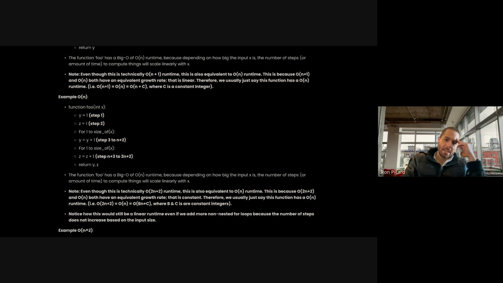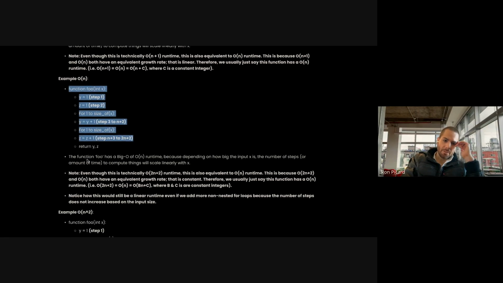Let's see. Next we have this, which is also a big O of n. It'll probably surprise you a little bit, because it's not a nested for loop, it's 2 for loops. Still big O of n. It might be big O of 2 times n, or 2 times x, but the point is that it's linear. It's not exponential in terms of its growth.